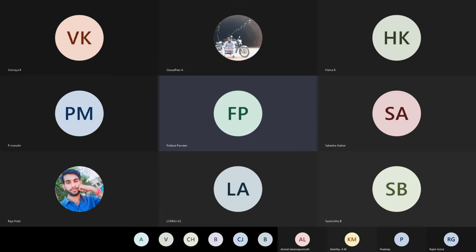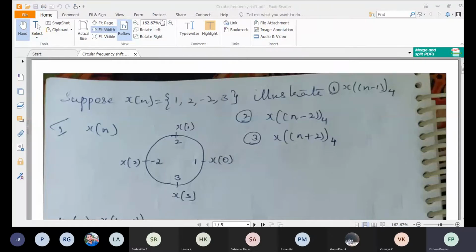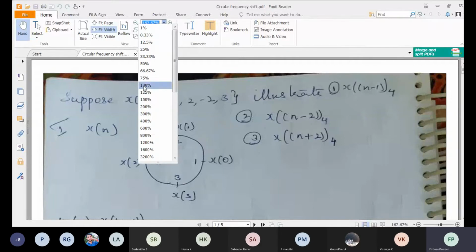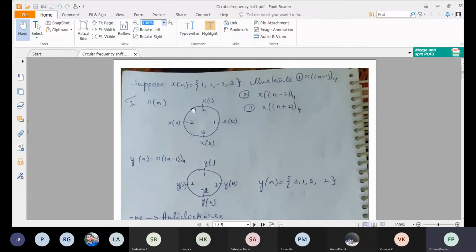So today we will be going to see the problem of the previous property, that is the circular time shift property, which we went through yesterday. So that we'll see today. Here, suppose x of n is equal to, they have given one sequence: 1, 2, minus 2, 3.